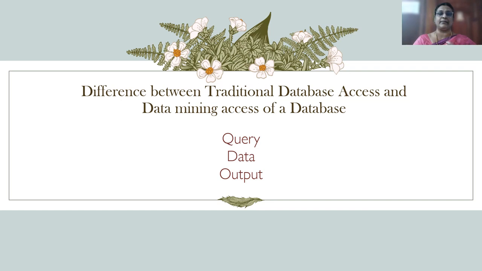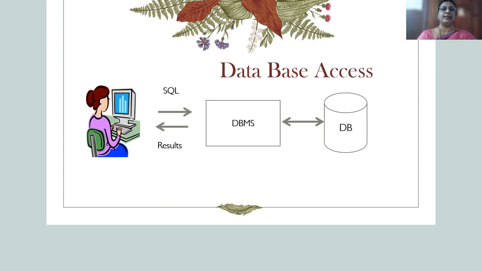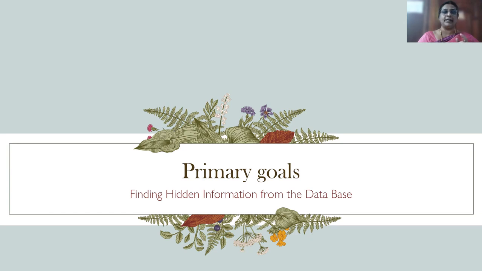We have to clean or pre-process the data for the data mining process. The output will be the hidden information, not only the subset of the data. So these are the differences between database access in a relational database management system and database access in data mining. Whenever we apply a query language to a DBMS, it accesses the database and provides you the subset of the data. The primary goal of data mining is to find hidden information from the database.